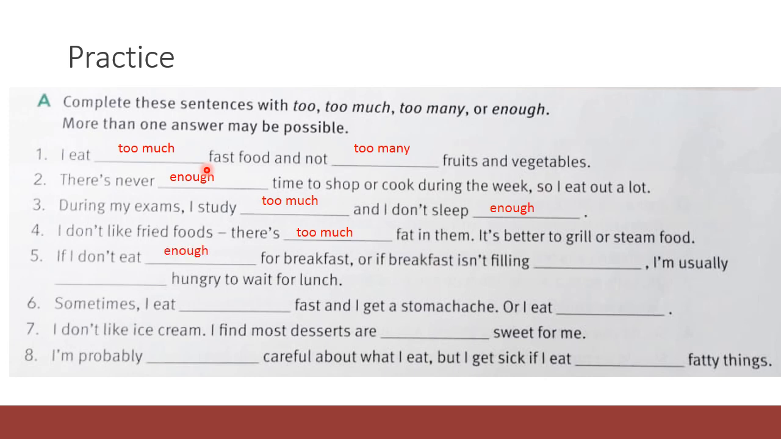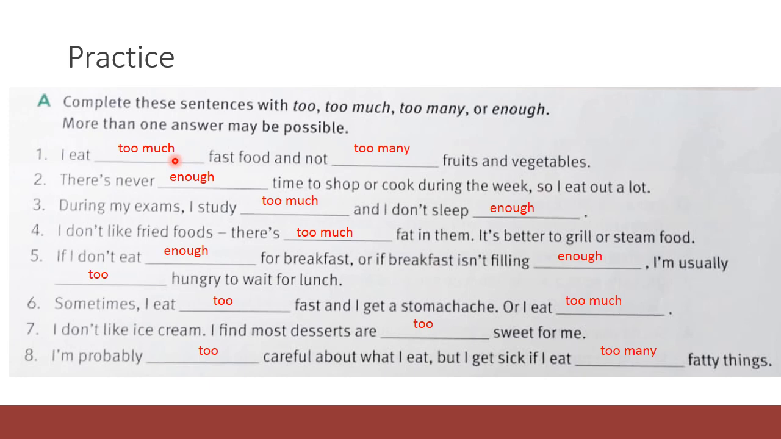Number 5. If I don't eat enough for breakfast, or if breakfast isn't filling enough, I am usually too hungry to wait for lunch. Number 6. Sometimes I eat too fast and I get a stomachache, or I eat too much. Number 7. I don't like ice cream. I find most desserts are too sweet for me. And the last one, number 8. I'm probably too careful about what I eat, but I get sick if I eat too many fatty things.